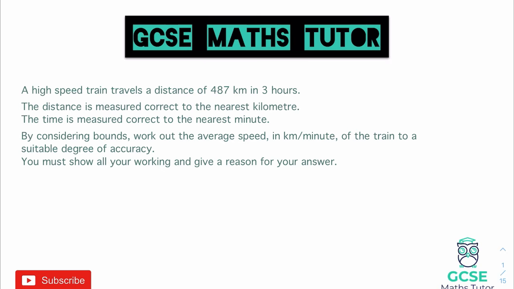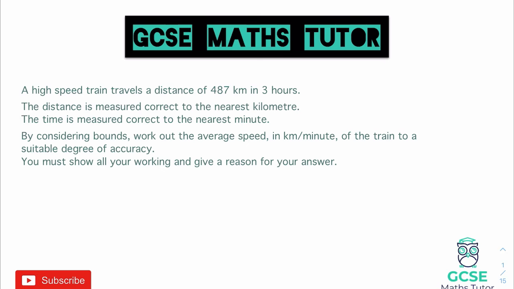Okay, so for our next question, we're looking at bounds and we also have some average speed involved. It says a high-speed train travels a distance of 487 kilometres in 3 hours. The distance is measured correct to the nearest kilometre and the time is measured to the nearest minute. By considering bounds, work out the average speed in kilometres per minute of the train to a suitable degree of accuracy, and you must give a reason for your answer.